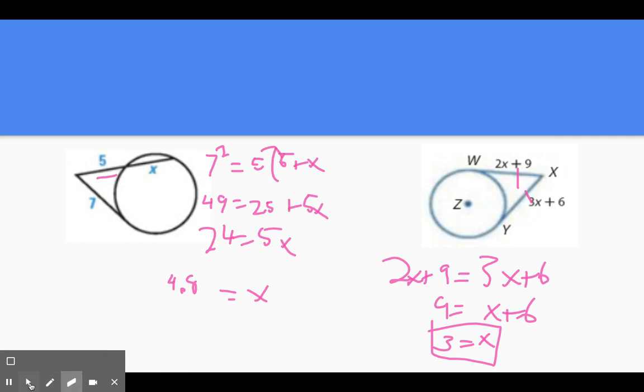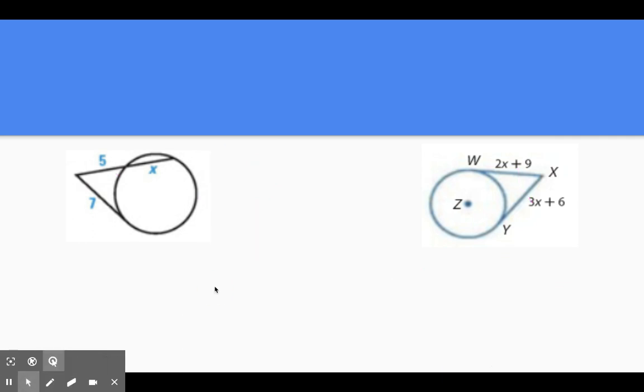Okay, so those are all examples of what you will see on the test. Make sure you study, ask lots of questions.